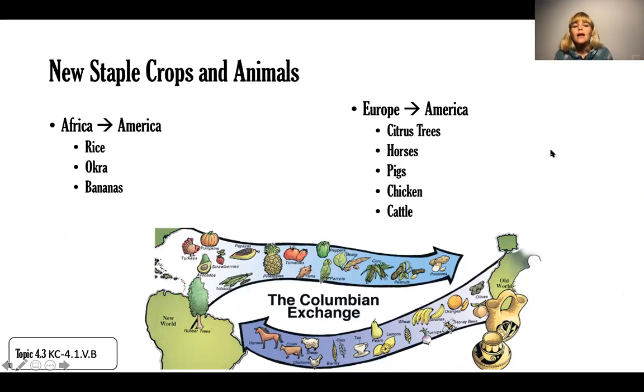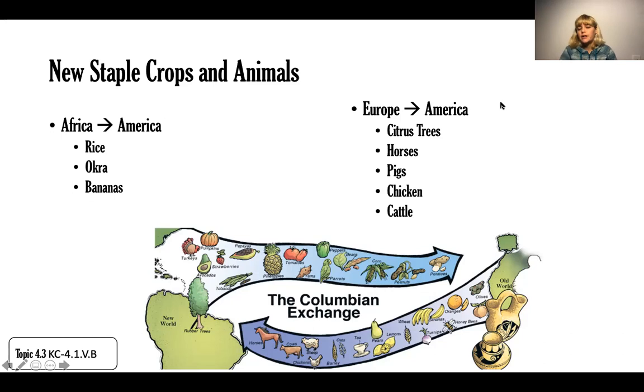So, Africa, enslaved people are going to bring crops from Africa. Okay, they're going to bring rice. Rice will become a major crop in the United States. Okay, it's going to be grown throughout South Carolina. Okra, next time you have your fried collards, okay? Okra. Bananas, it's going to come from Africa, guys.